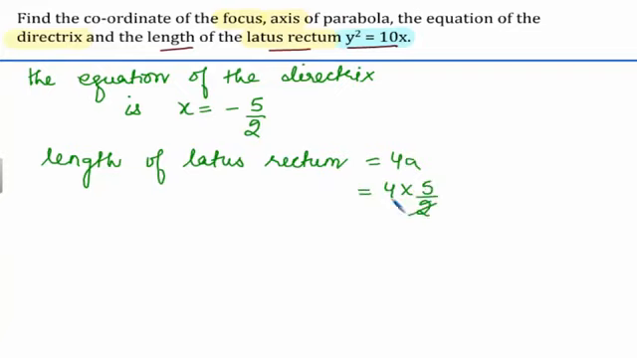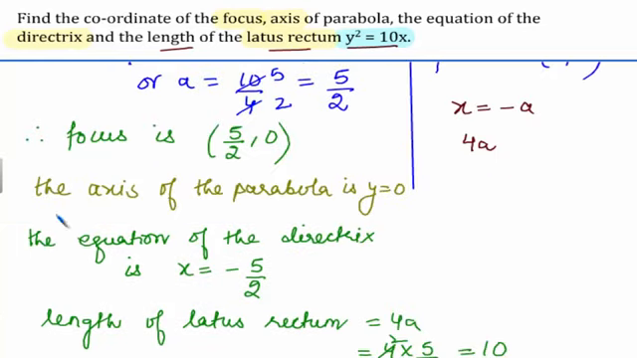Therefore, the focus is 5/2, 0. The axis of the parabola is y is equal to 0. The equation of the directrix is x is equal to -5/2, and the length of the latus rectum is 10. So this completes the solution to the problem.